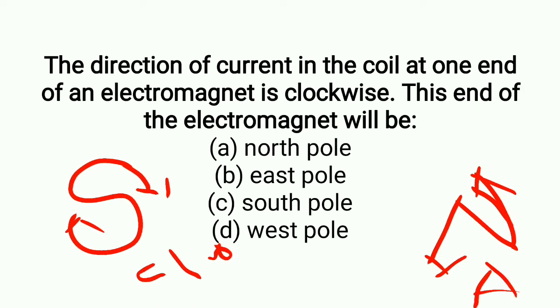Now look at the question. The direction of current in the coil at one end of an electromagnet is clockwise. So one end is clockwise. It means it is the south pole of the electromagnet. So here option C is the correct answer.